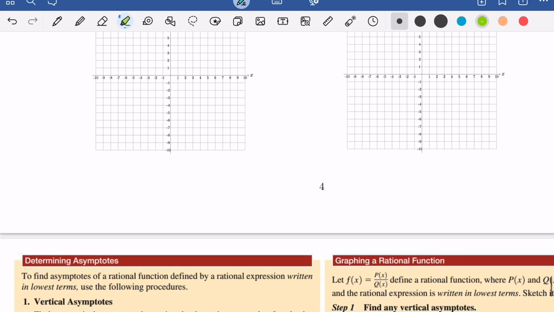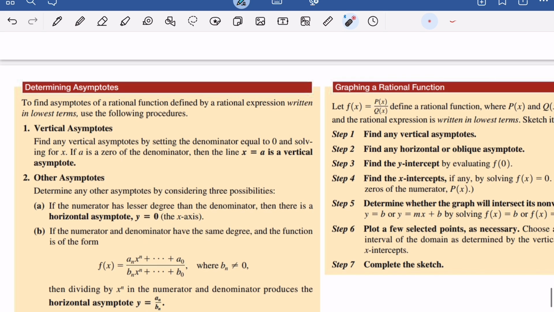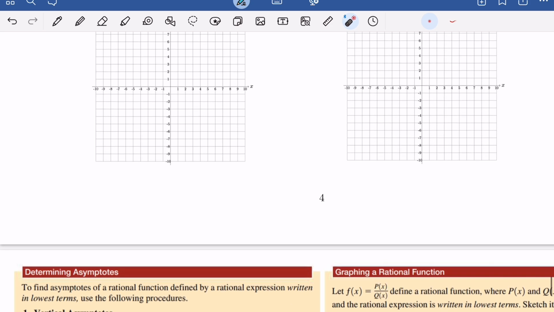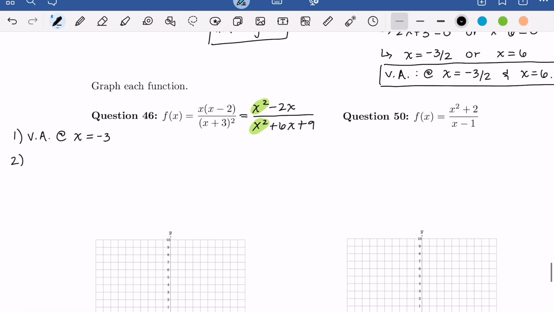Going back to determining our asymptotes, let's see which case we're looking at. If the numerator and the denominator have the same degree and the function is of this form, then the horizontal asymptote is the coefficient of the leading term in the numerator divided by the coefficient of the leading term in the denominator. In this case, we have x squared over x squared, and the coefficient for both is just 1. So we know we're going to have a horizontal asymptote at y is equal to 1, and we're not going to have any oblique asymptotes.